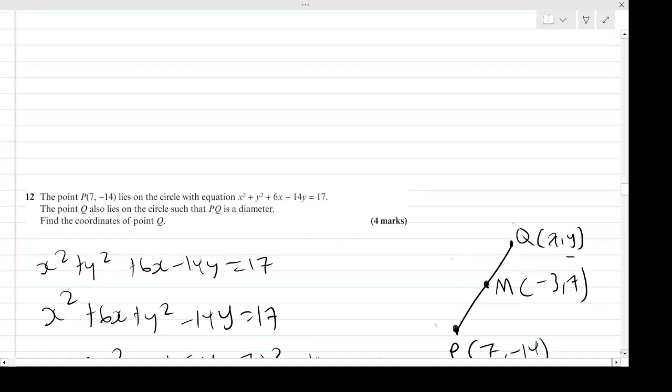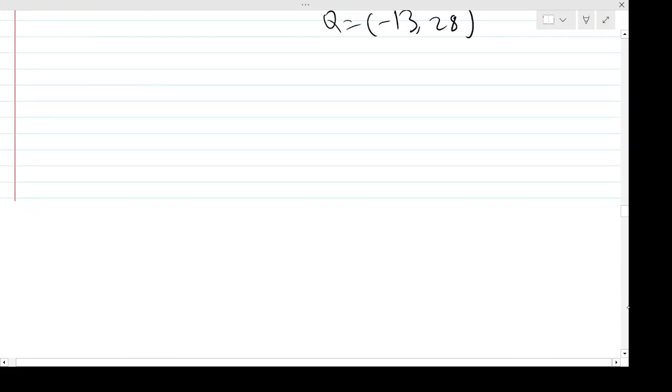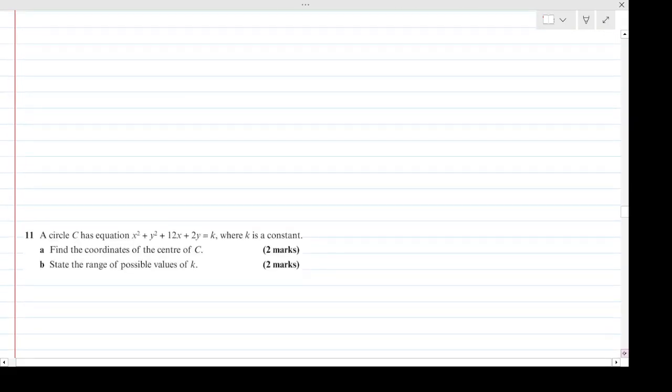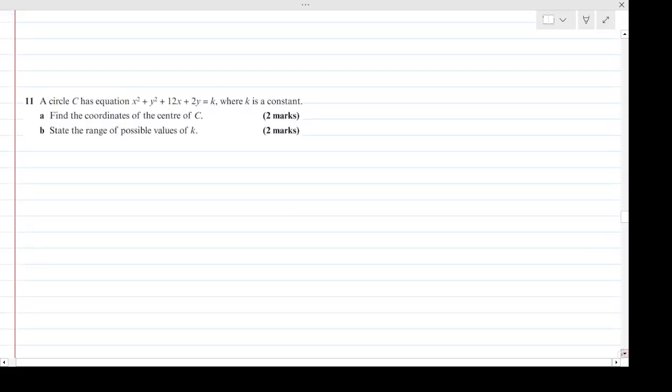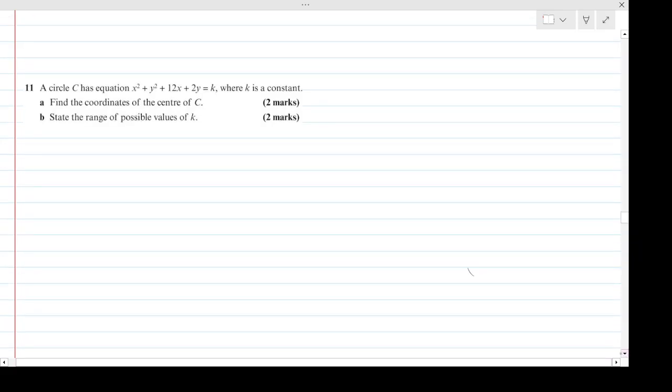So the whole idea again: the midpoint of the diameter was the centre, but we could work out the centre from this equation of the circle, and then from there we could just solve to find the q coordinate. Okay, cool. Let's have a look at this one, then we'll move on to some exam questions. But hopefully these examples have helped, the amount of examples I've done here.